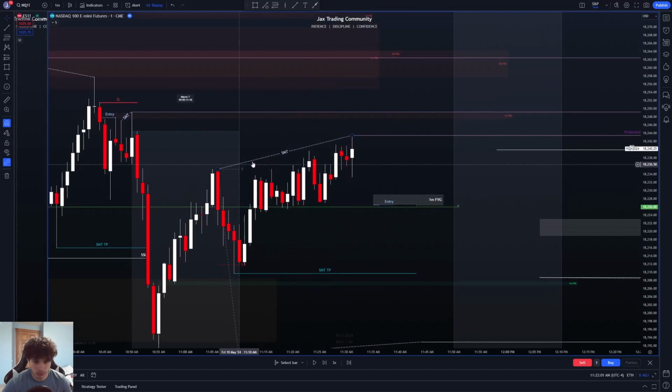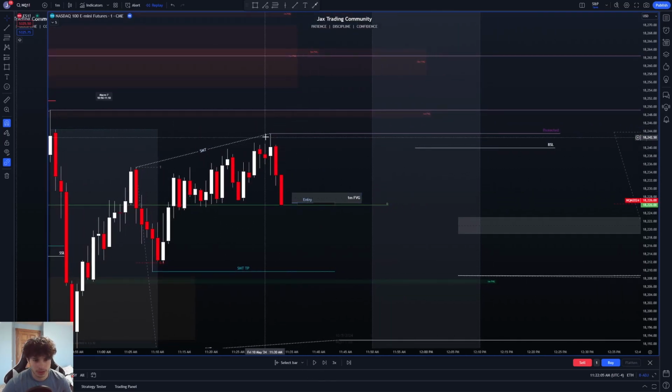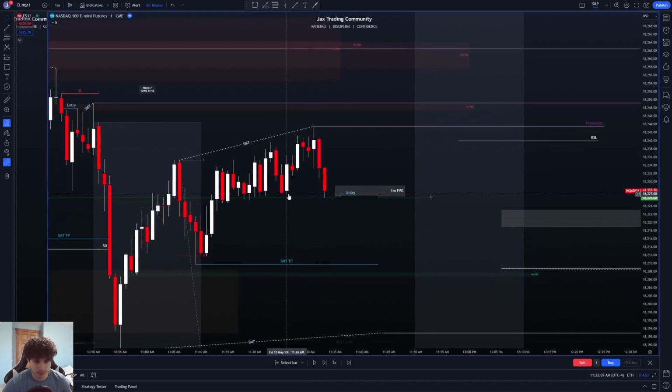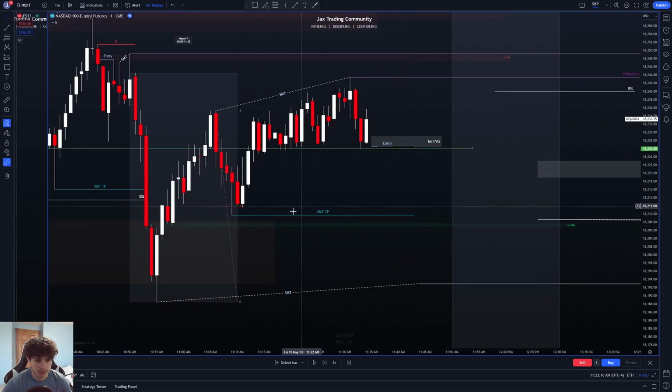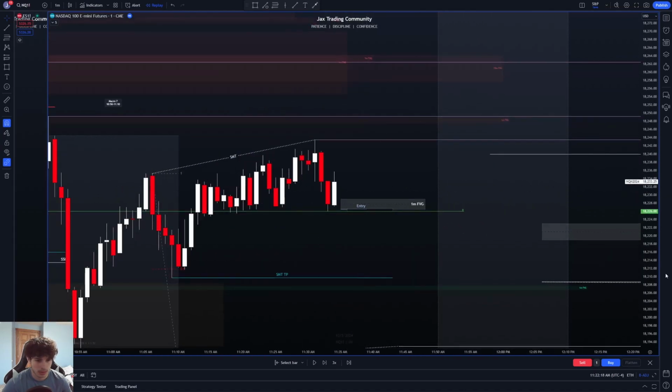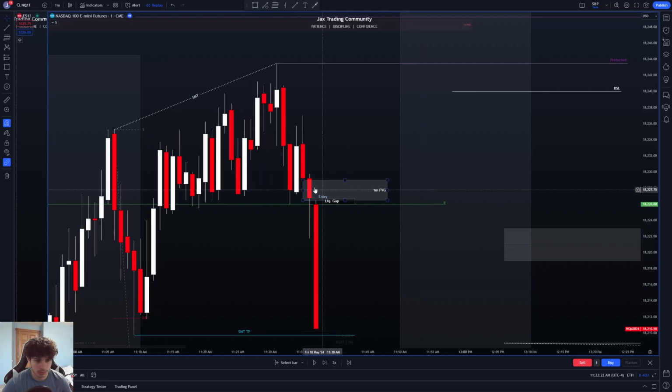So now we have a little bit more. We create an SMT up here. After we get displacement down like this, we take out this low, right? This would right here be protected high. This would be SMT TP. I want to see us retrace to a fair value gap now. A little bit more displacement down.